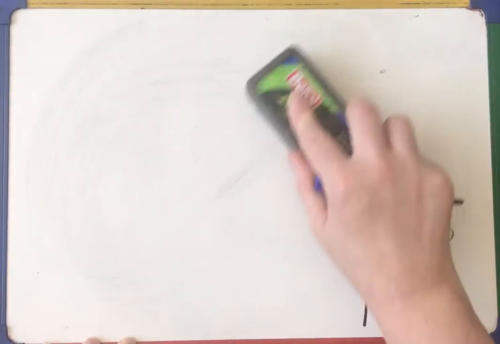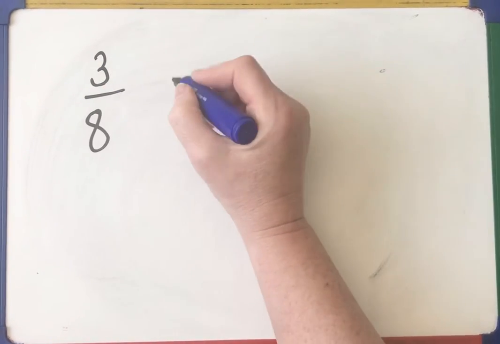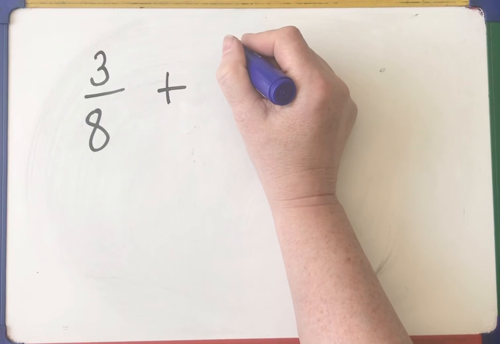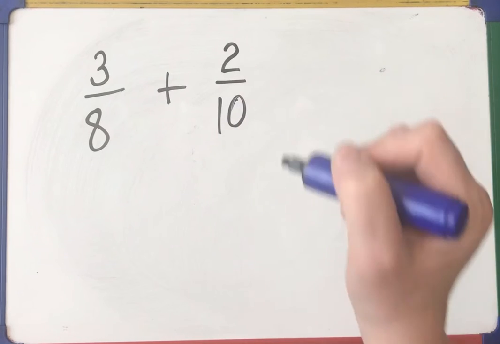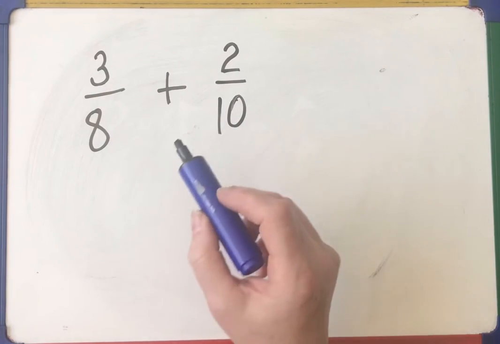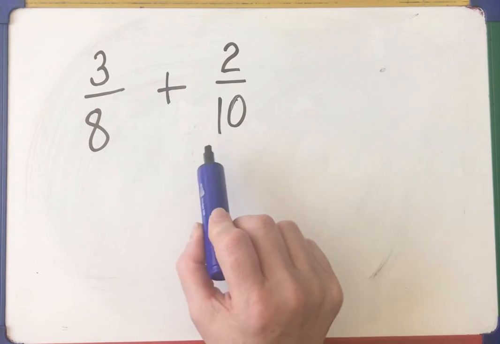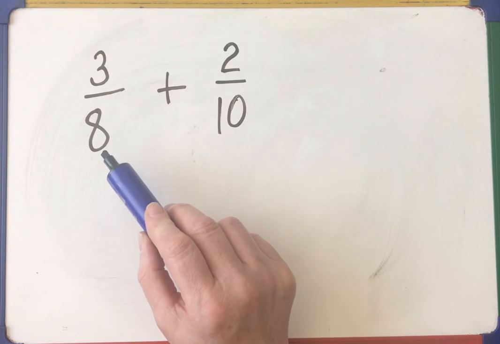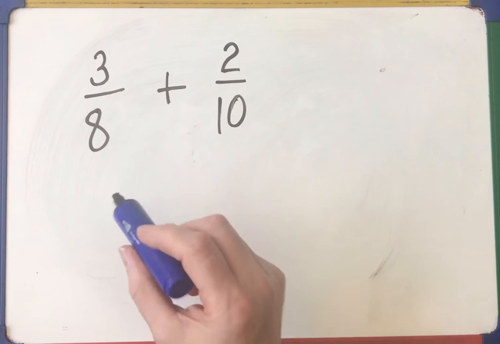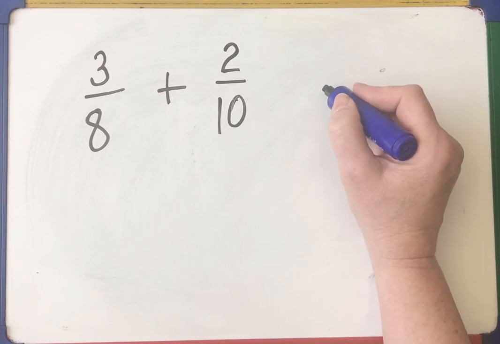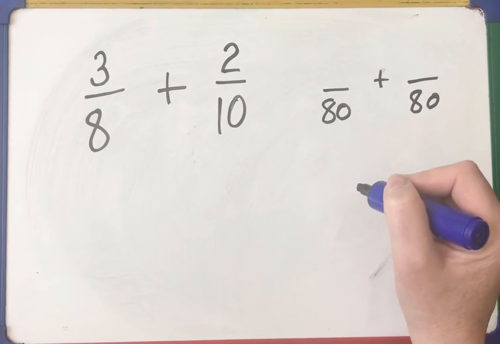Let's do another example. I might have something like 3/8 plus 2/10. Okay, well, the lowest common multiple, the number that both of these go into, well, if I say the multiples of 8, I've got 8, 16, 24, 32, 40. They both go into 40. Now, some of you will jump straight to 80, and that's absolutely fine, but you'll have to cancel it down afterwards. Let me show you.